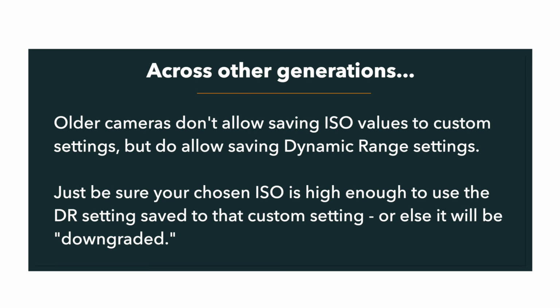Now, that was with the latest generation of Fujifilm cameras, the cameras that allow you to save image quality, focus, and shooting settings to your custom settings. Well, what about the older cameras that don't allow you to save any of the focus or shooting settings, including the ISO? In those cases, you can save any dynamic range setting that you want to use, but when you pull up that custom setting, you need to make sure that your current ISO is going to be high enough to use that dynamic range that you have saved to that custom setting. Otherwise, it's going to be downgraded.